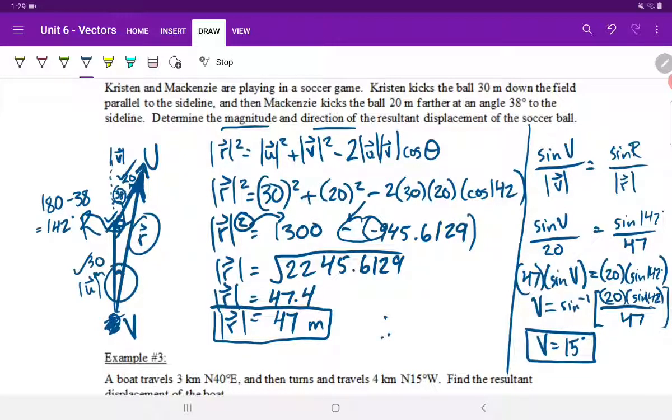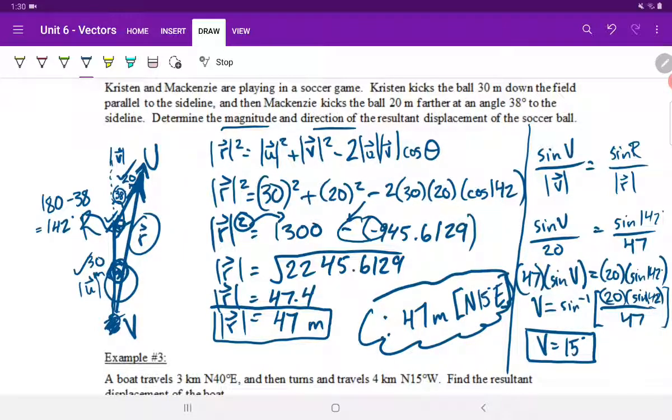So therefore, our vector is 47 meters and then north 15 degrees towards the east, right? Because we're going towards the east. If this is our north line, we are going towards the east here. Okay, there's your final answer for your magnitude and direction.